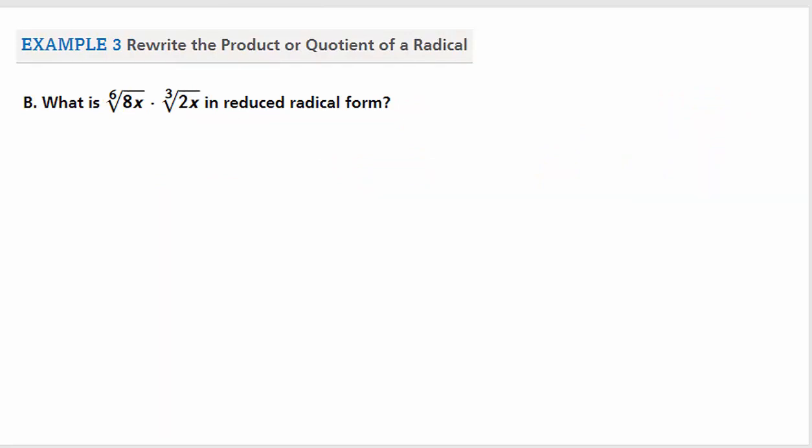What's challenging here is notice that we have a 6 and a 3 with our radicals. So the first thing we have to do is figure out how to make those the same. So we're going to change this into exponential form. So I'm going to change this to be 8x to the 1/6. Now what's important here is that you put parentheses around the 8 and the x, because both the 8 and the x are underneath the radical. So that means that the exponent of 1/6 has to be able to attach to both.